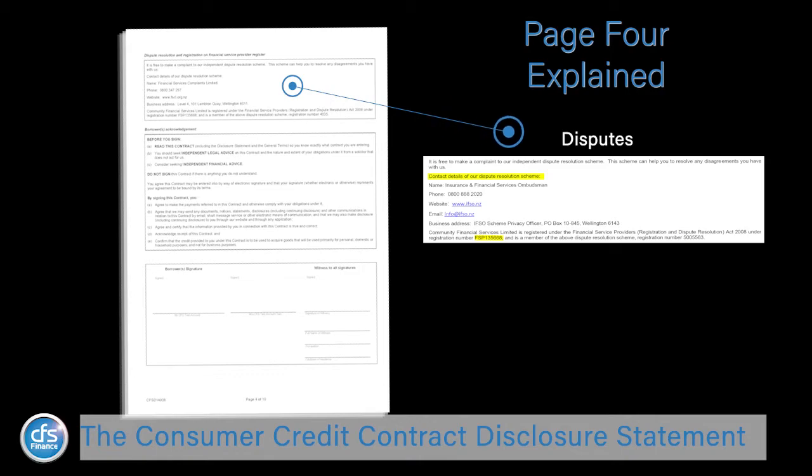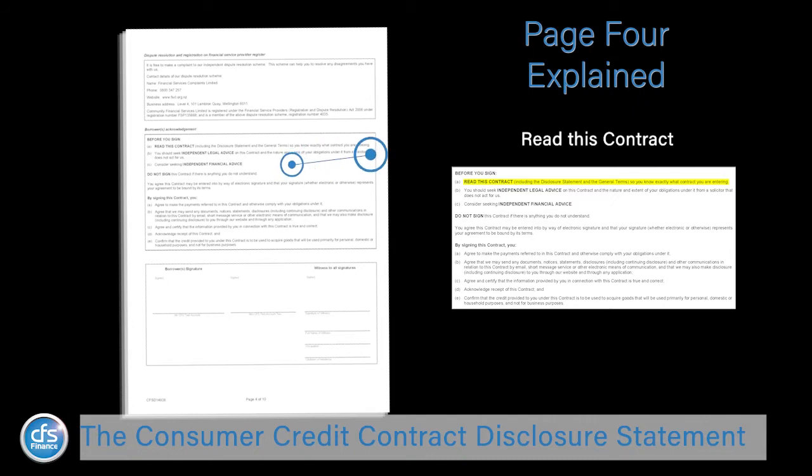You can also find the CFS Finance Financial Services Providers number, which is FSP 135668. Please read this contract, including the disclosure statement and the general terms, so you know exactly what you are entering into. Consider seeking independent financial advice before signing the contract if you do not understand the extent of your obligations under this agreement.